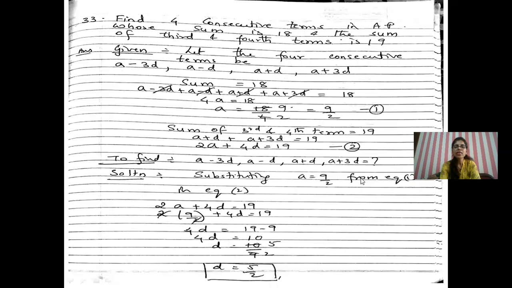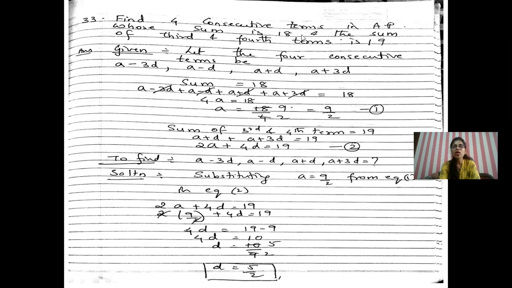I repeat once again the entire sum. You can see in the question, you have not been given any term. So you have to assume the 4 consecutive terms. I repeat, if the number is even, ignore a and subtract and add d with the odd values: a minus d, a plus d, a minus 3d and a plus 3d.